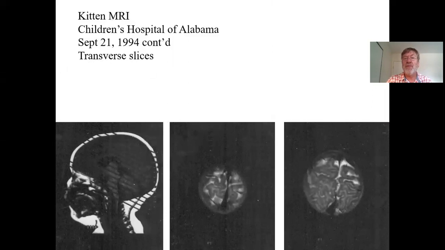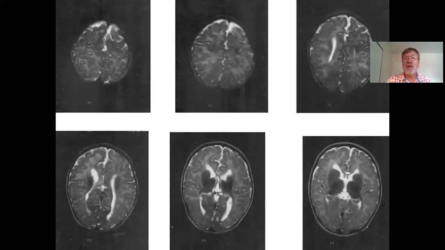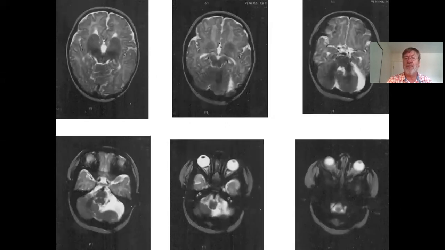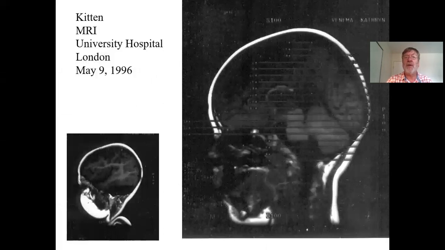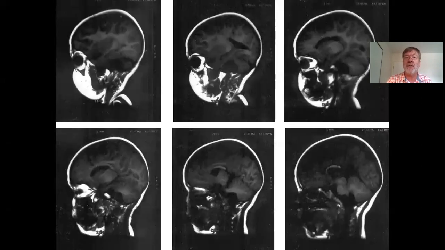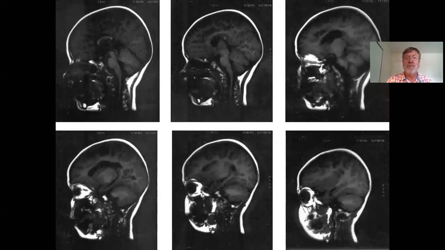Transverse cuts. Look at how the gray areas and white matter areas are nicely highlighted here. Things are asymmetrical, but you get much better resolution. MRI, University Hospital, London, Ontario, Canada, when we moved from Alabama to Canada. Oh yeah, look at that. You can see the corpus callosum here, midbrain, pons, medulla, and now spinal cord.